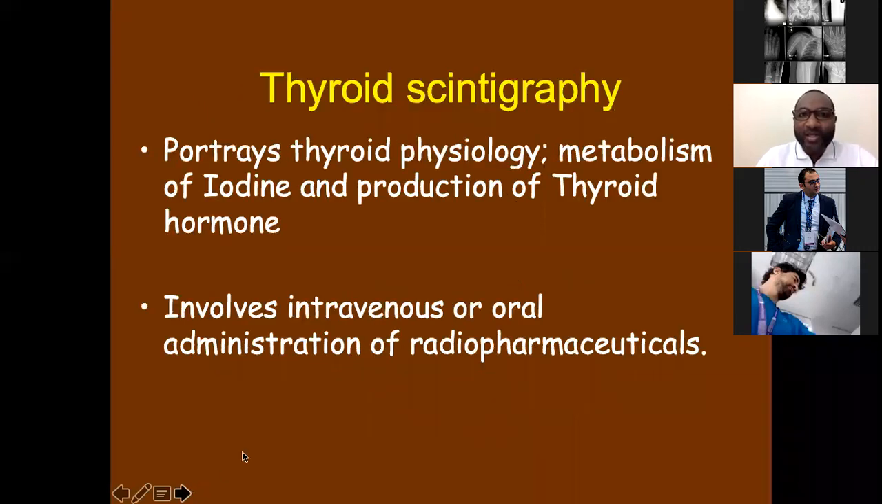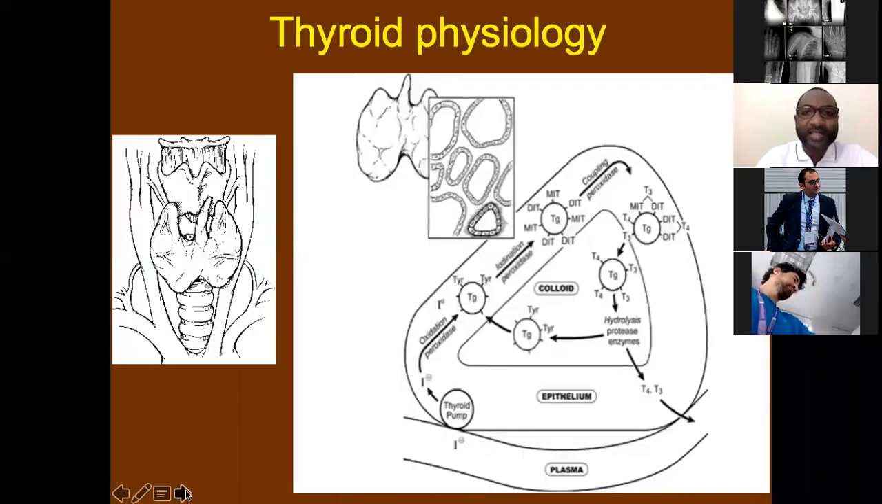What is important for us to note is that thyroid scintigraphy in nuclear medicine simply portrays physiology. All we are imaging is the function of the thyroid. And we know from our elementary physiology that the main function of the thyroid is to metabolize iodine and produce thyroid hormone. The images that we are going to be discussing just portray that physiology. Mainly this involves the intravenous injection of a suitable radiopharmaceutical, which I will discuss with you in the next slides.